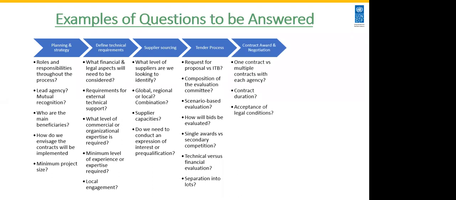So when we get into the contract and award and negotiation phase, this is also an important thing to discuss up front and understand and agree on. How do we envision this being operationalized later on? Is this one contract? Is it multiple contracts with each agency? This is something that suppliers are going to ask, right? How are they being engaged?